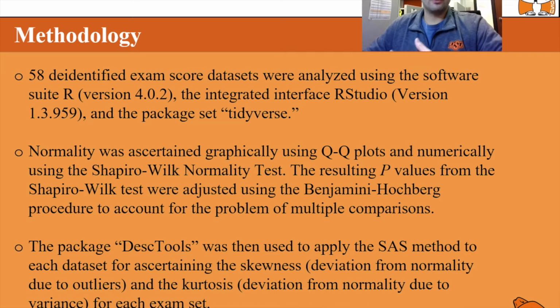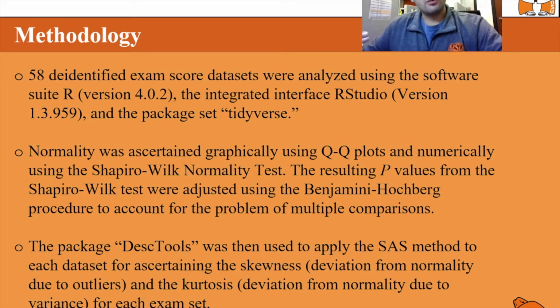R and RStudio with the foundational package Tidyverse. First we determined the normality, which is typically ascertained two ways, graphically and numerically. For the graphical exploration, we utilized QQ plots, which take your dataset and calculate the mean and standard deviation, and then make a theoretical dataset that is normally distributed using the same parameters, which you can then compare to your actual dataset. For the numerical analysis, we used the Shapiro-Wilk normality test, which has a null hypothesis of normality.